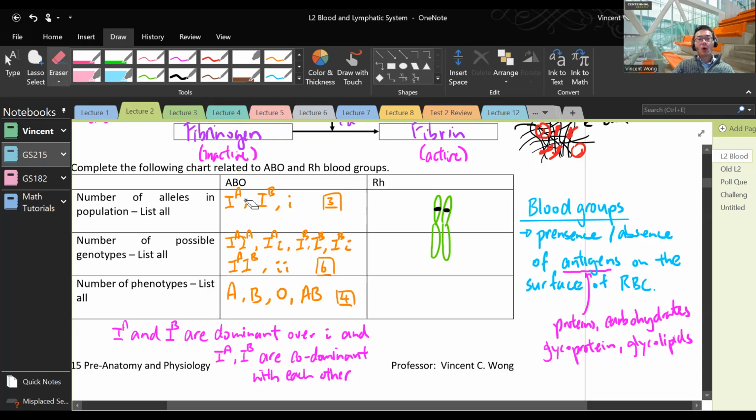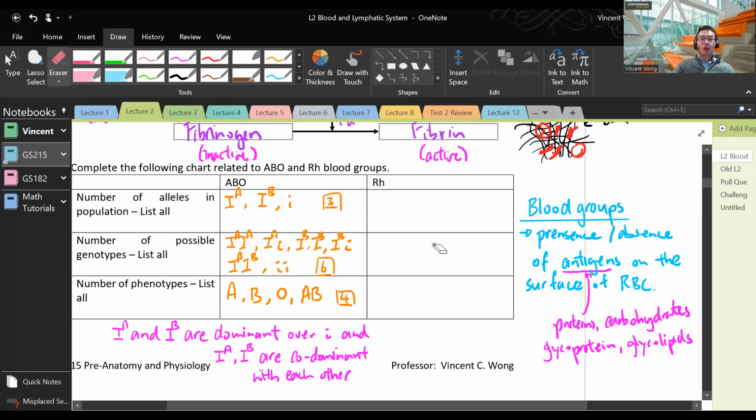So if you try all the different combinations, they would be all the ones that are listed here. You can get 2 of the IA, you can get an A with an i, 2 Bs, a B with i, and so on and so forth, right? So that's your genetic makeup.